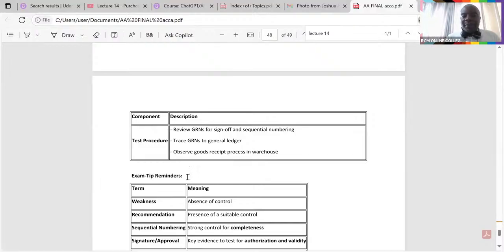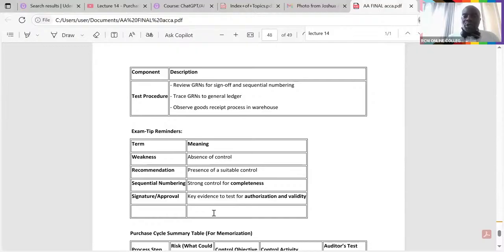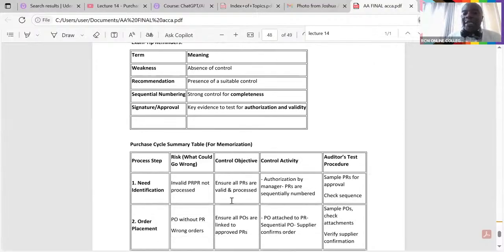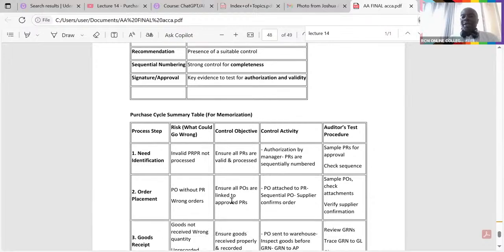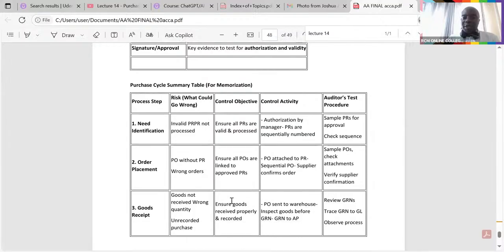Now, ladies and gentlemen, exam tip reminders, very, very important. When we talk of weakness, we are looking at what we call absence of controls. In the absence of controls, what can go wrong? Recommendations, you shall always be recommending the presence of suitable controls. Sequential numbering, strong control for completeness, all right? Signature approval, key evidence to test for authorization and validity. Then we have something very, very important for you here, a summary. This will be very, very important for you. It's all about everything that we have discussed today.